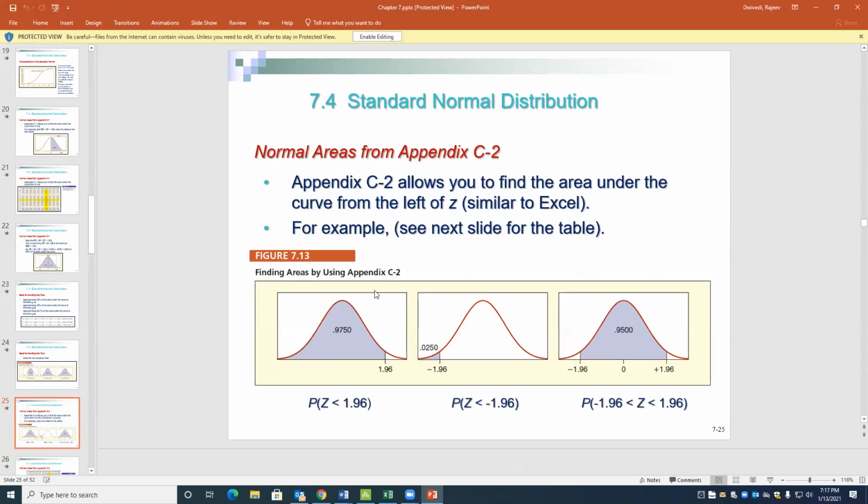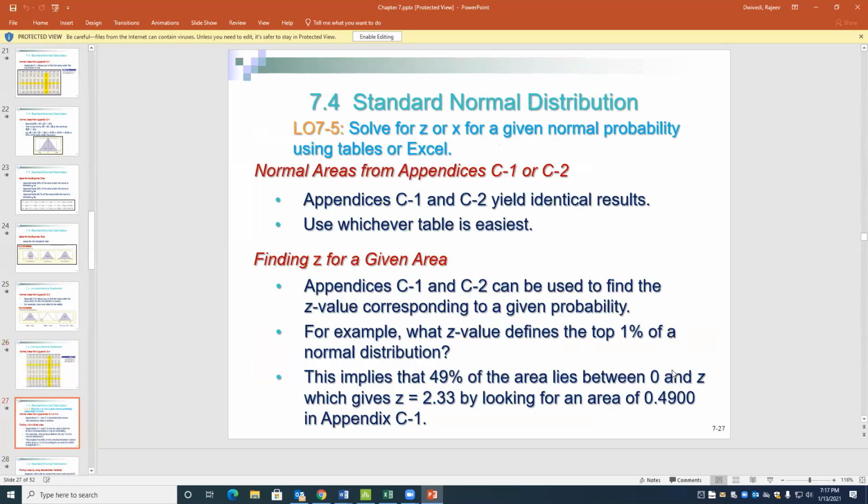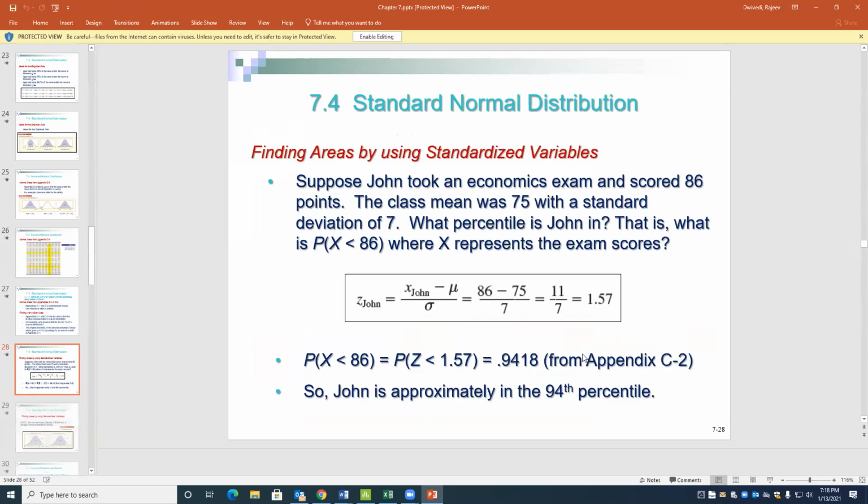So what is the value below 1.96? You can see any curve, any graph, any area using the values of X, and you can do the inverse also. What is the curve value from minus infinity to 1.96, which is 97.5%. What is the value from minus infinity to minus 1.96, which is 2.5%. What is the value between minus 1.96 to plus 1.96? Since we have calculated this, we are not going to use it.